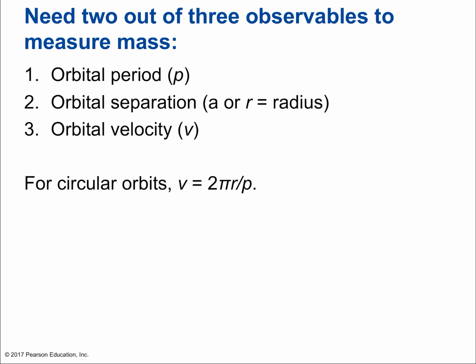Okay? And so we need 2 out of 3 observables to measure mass. So we either need the orbital period, the separation, essentially the radius, or the orbital velocity. Because if we know the velocity, then we can find R or P. Okay, so the orbital velocity, where would we get it from? We get it from the spectroscopic binaries. Okay, and we can definitely get orbital period from any of the eclipsing binaries.